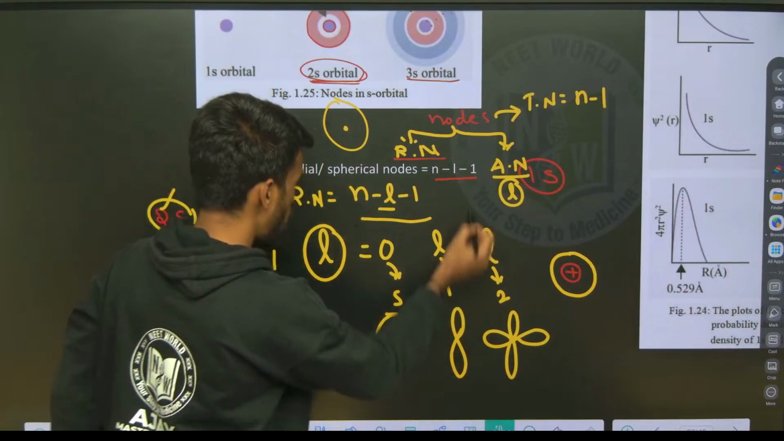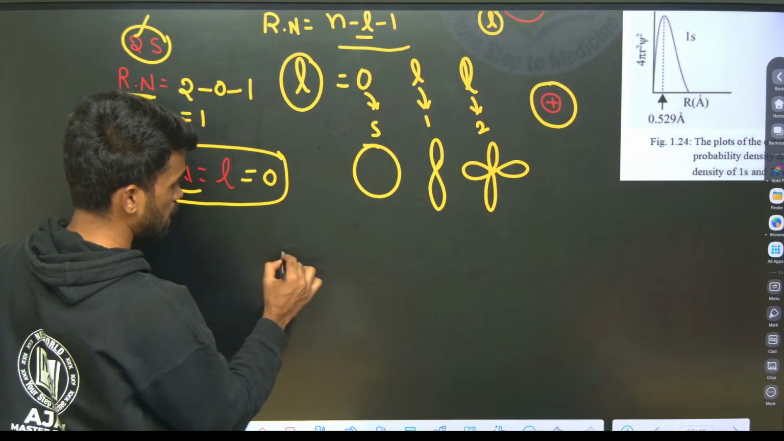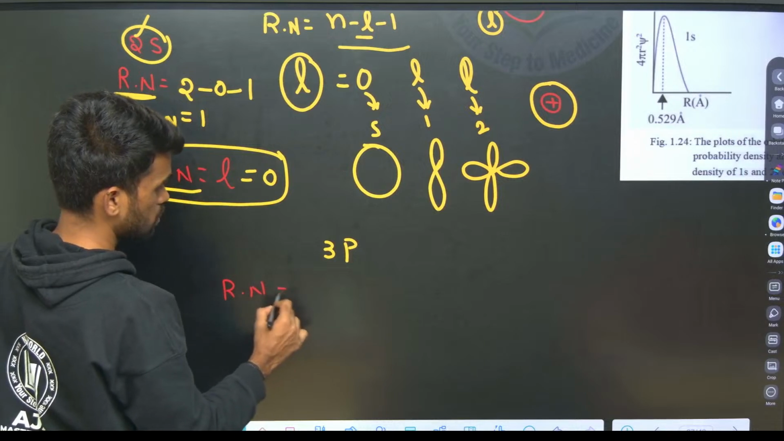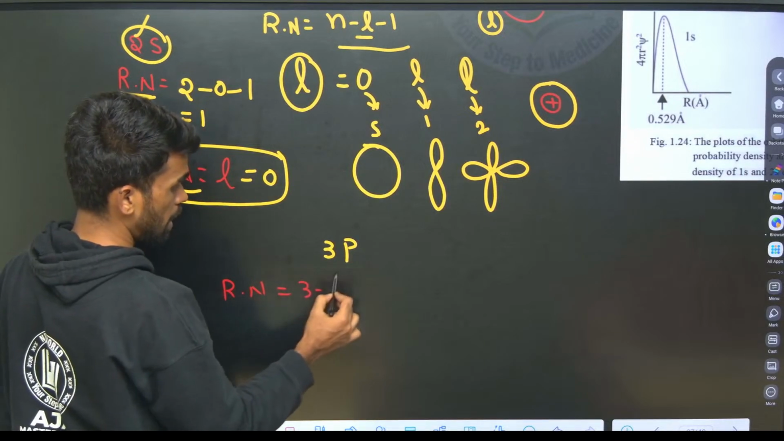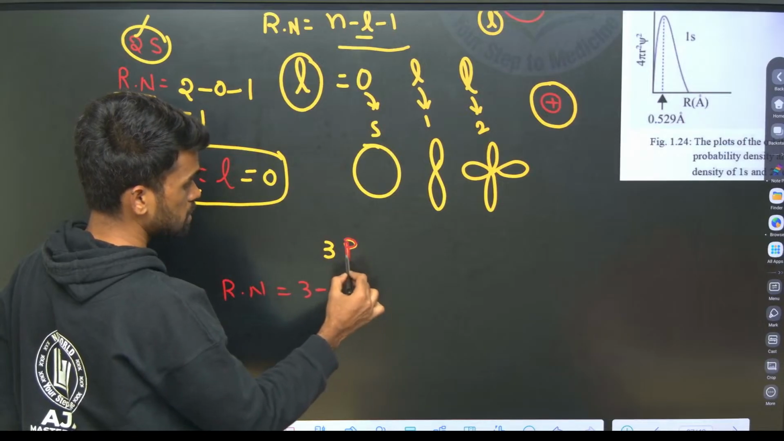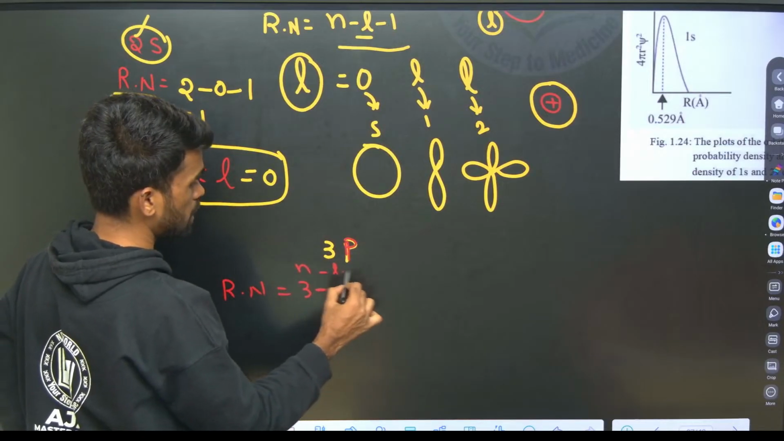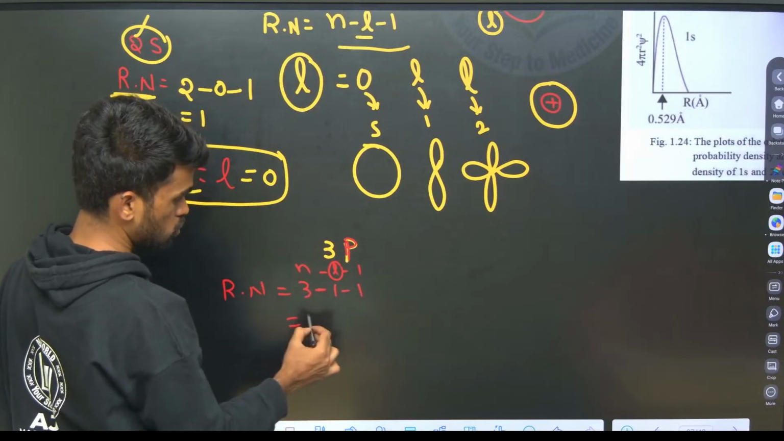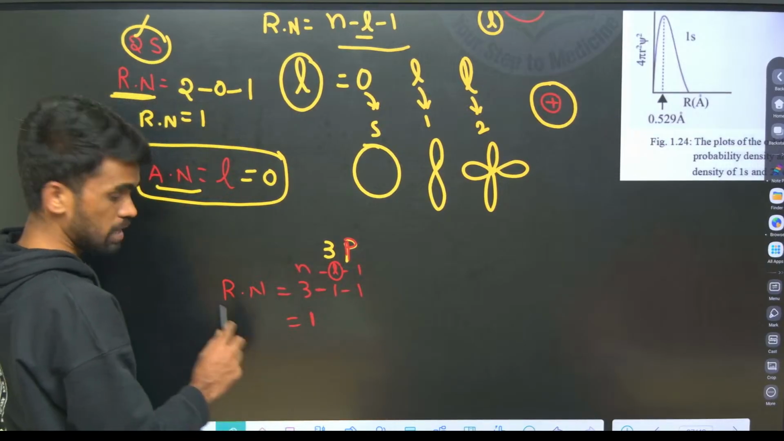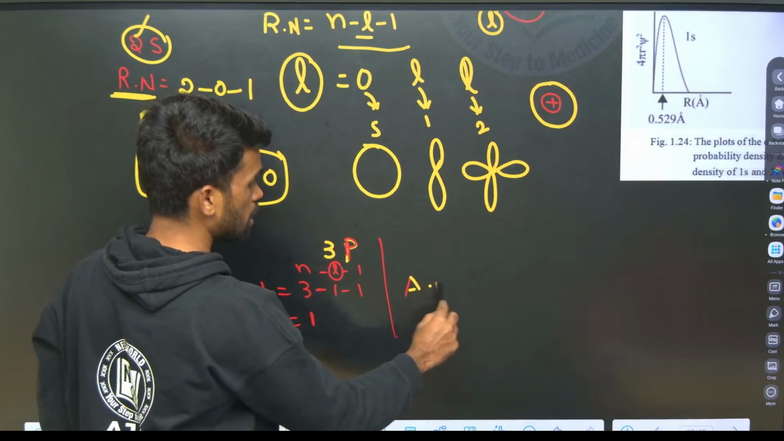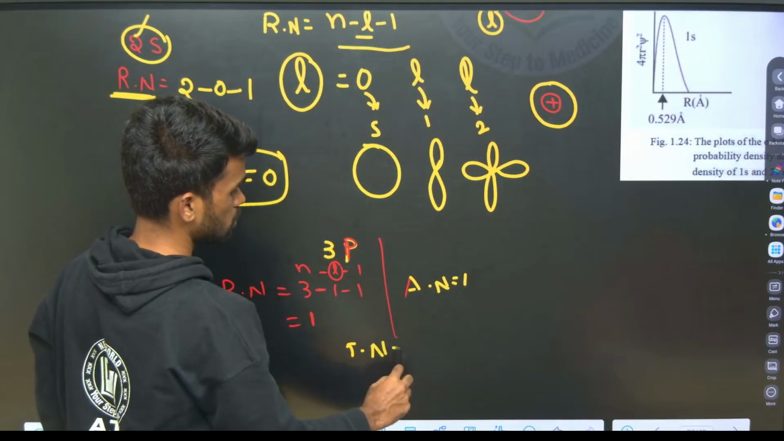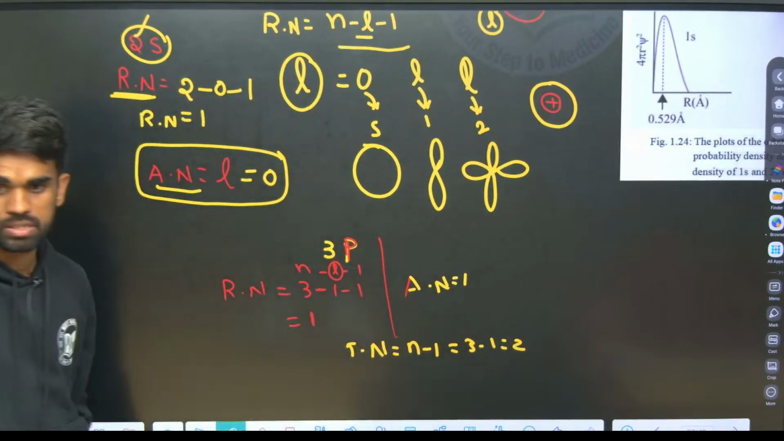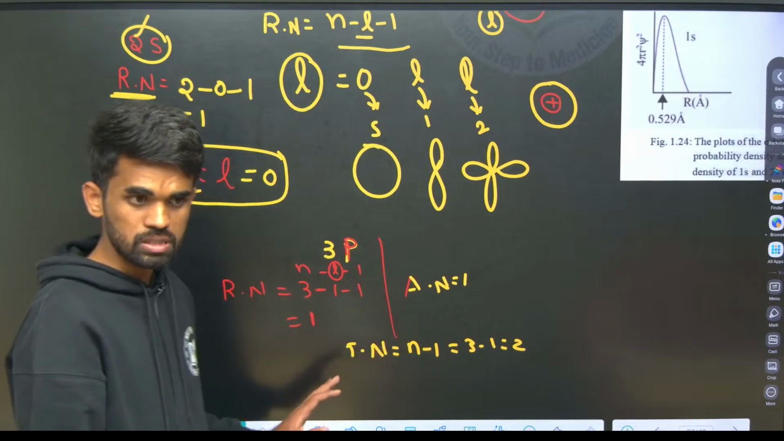So now I am asking: how many angular nodes and radial nodes for 3p? You tell me, radial nodes first. N is 3, and for p, L is 1. Radial nodes are N minus L minus 1, so 3 minus 1 minus 1, which is 1. Radial nodes are 1. Angular nodes also 1. Total nodes is N minus 1, so 3 minus 1, that is 2. Just add these two numbers, 1 plus 1. So you can use this. Is that clear or not?